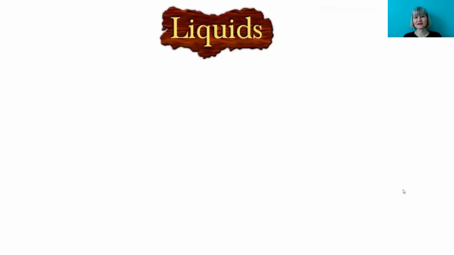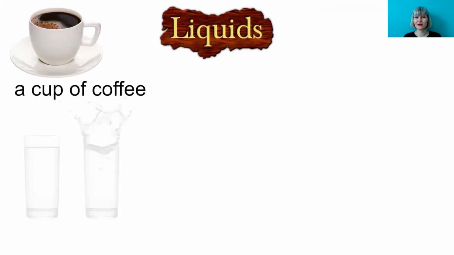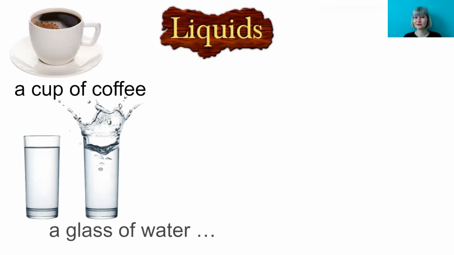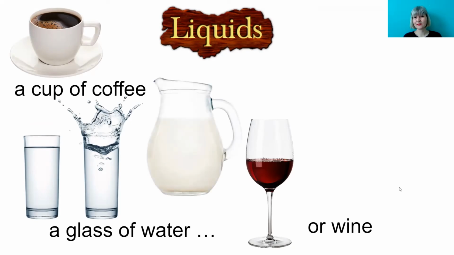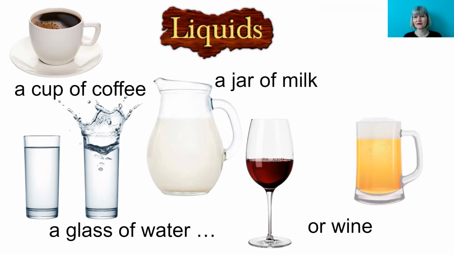So liquids, now we're going to count the liquids. So of course we can count in cups, a cup of coffee, a glass of water, or a glass of wine. So, стакан у нас может быть или бокал, в данном случае слово glass, да? А вообще стекло, да, стекло, ну, как раз оно приобрело новое значение, стакан или бокал. All right, this could be also a jar of milk, a jar, кувшин молока, or a mug, большая чашка, называется mug, a mug of beer.